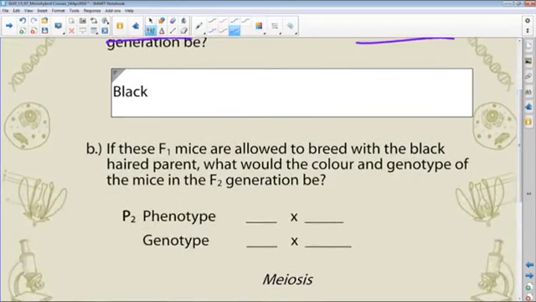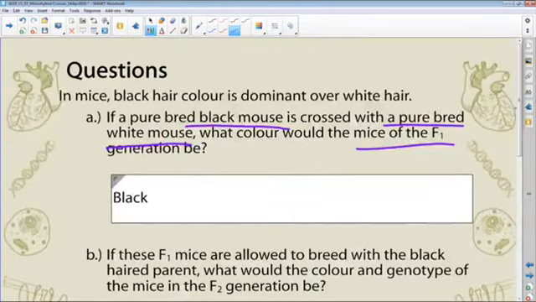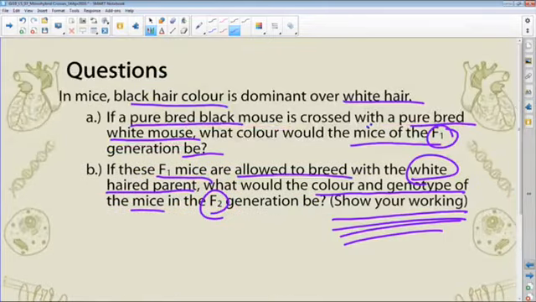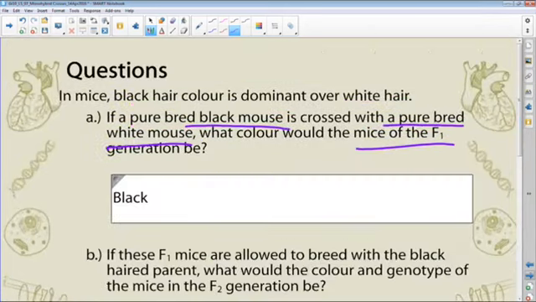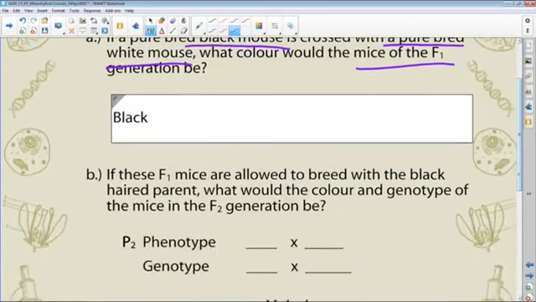If the F1 mouse was allowed to breed with a black head, didn't I say white hair in the beginning? Let's just have a look there quickly. I'm sure it was white hair. Allowed to breed with a white hair. Okay, so I'm going to change that, because you guys had it. I'm going to change that to white hair with the white. Cross that one out and put white. Okay, the white-haired parent. What would the color and the genotype of the mouse in the F2 generation be?